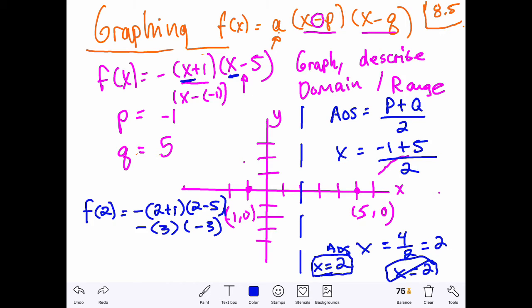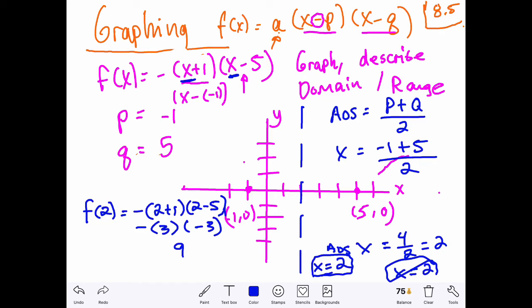Okay, so then I'm going to multiply -3 times -3 is +9. Okay, so what did I do? I took the x value of my axis of symmetry and I plugged it in for every x, and then I solved for y. So 2, 9.